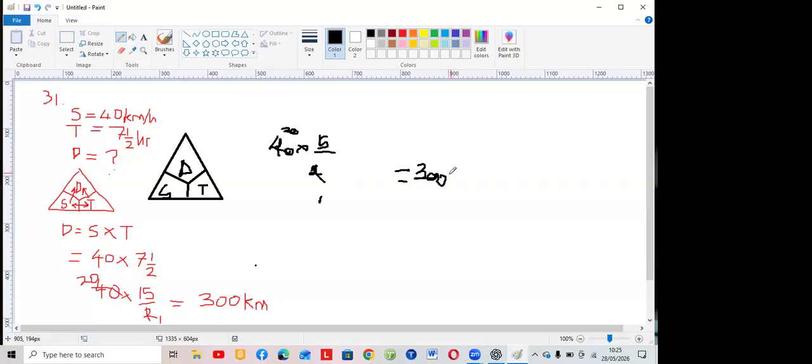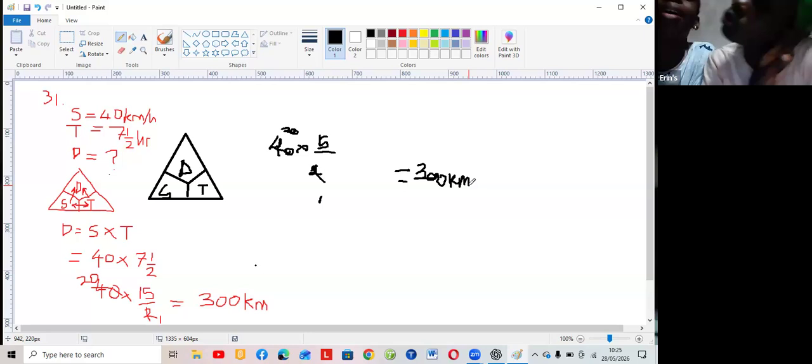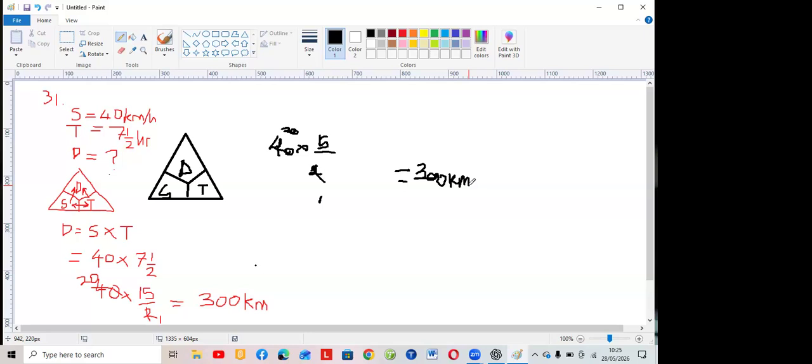Now look at the time. The time is in hours. So what does that tell you? It means that the speed and time agree. How do I know? Because the speed is kilometers per hour, and time is in hours. Now, I want you to remember that we've seen a question before where the speed was kilometers per hour, but the time was in minutes. Who remembers that question?